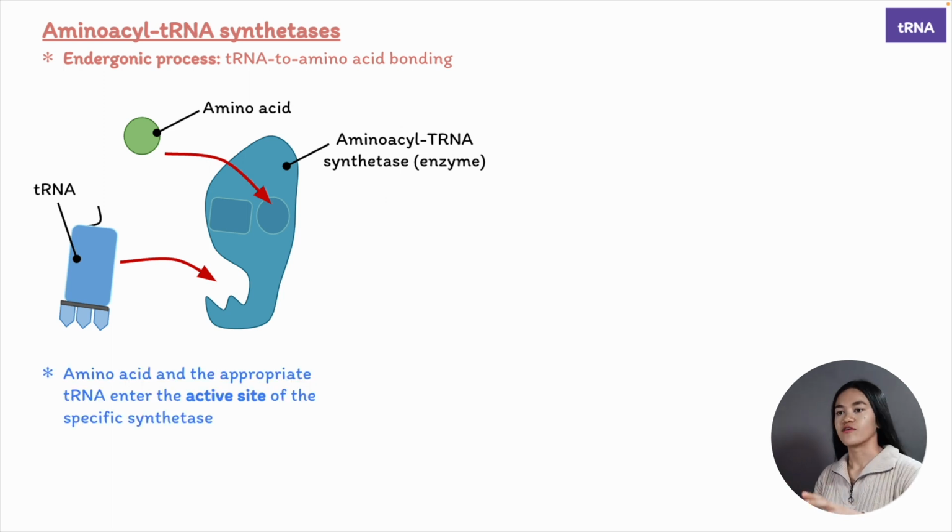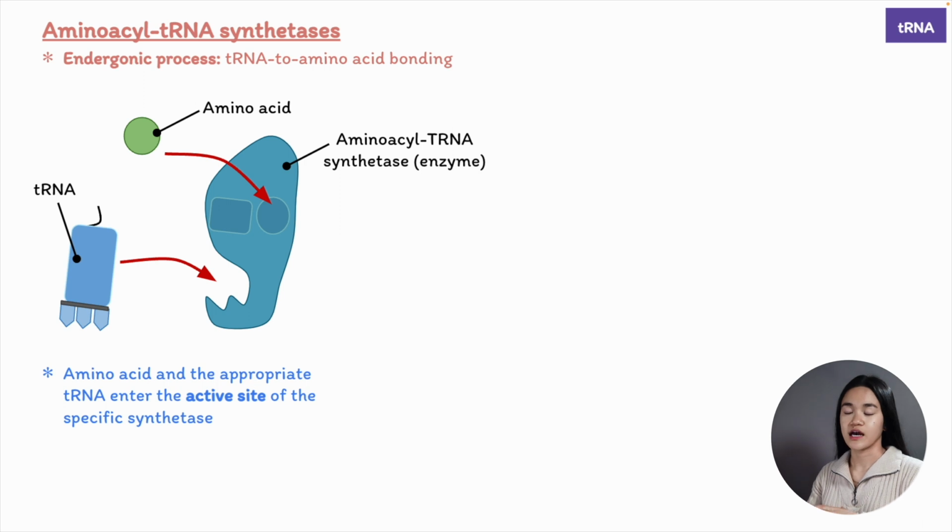The active site of each aminoacyl tRNA synthetase fits only a specific combination of amino acid and tRNA. That means there are 20 synthetases. One attaches alanine to all tRNAs that recognize codons for alanine. Another attaches phenylalanine, or Penny, to all tRNAs that recognize codons for Penny, and so on.